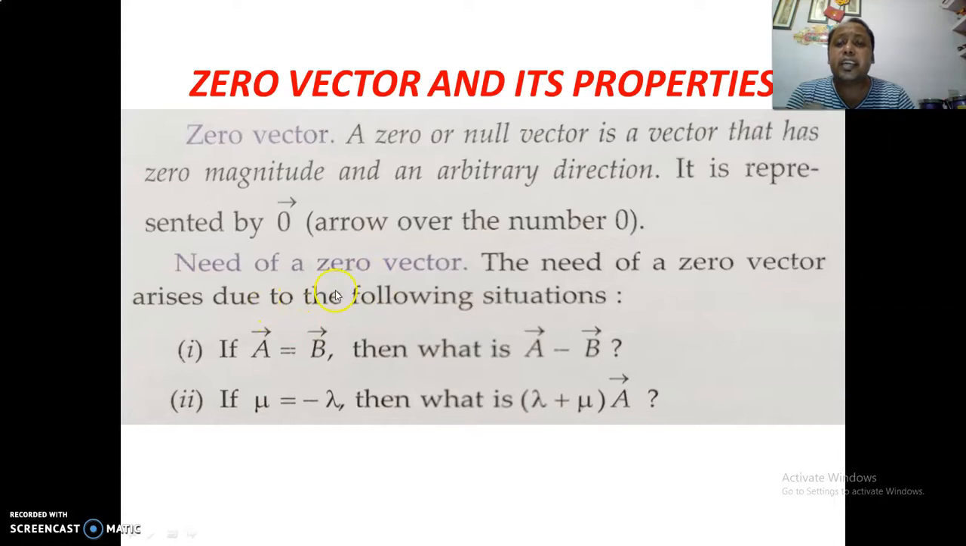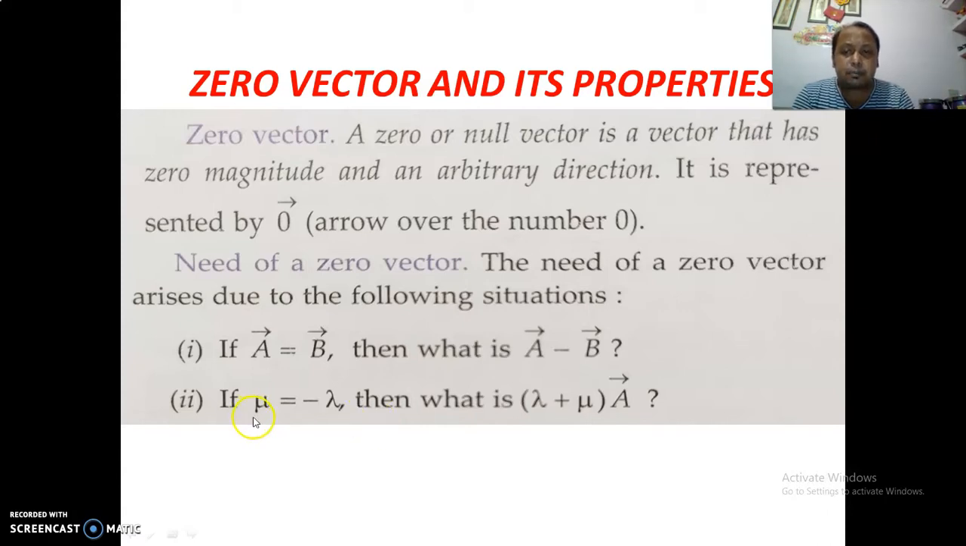Now, why do we need a zero vector? There are some situations where we need a zero vector. Suppose two vectors like vector A and vector B are equal vectors. Then if we want to subtract one vector from the other, that is vector A minus vector B or vector B minus vector A, the result naturally will be 0, but since we are considering two vectors, the answer also has to be a vector quantity. That's why we need a zero vector.